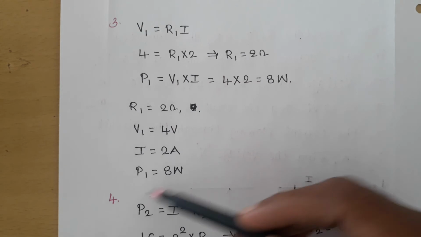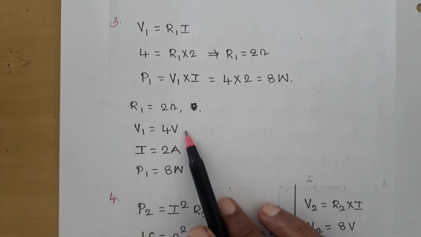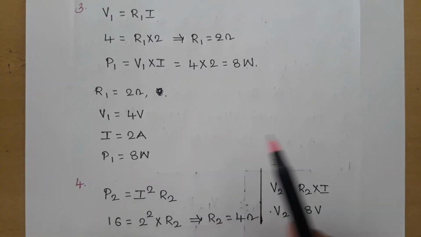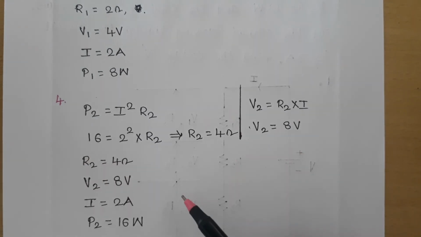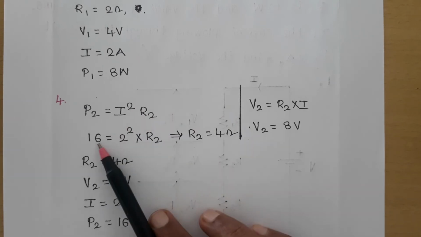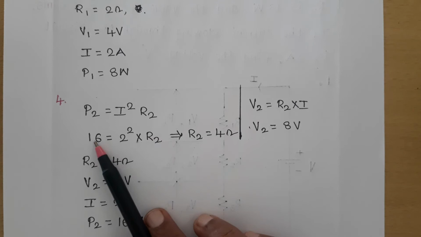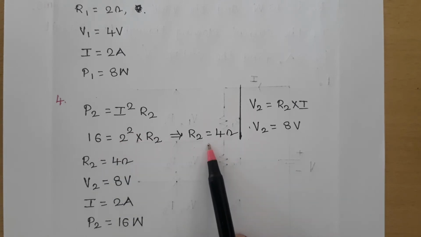If you write all the values of the first element: R1 equal to 2 ohms, V1 equal to 4 volts, I equal to 2 amperes and P1 equal to 8 watts. Similarly, now let us focus on the second element, P2 equal to I square R2. I am using this relation because P2 is given, I value is known, so R2 is unknown. So 16 equal to 2 square R2. So from that, R2 equal to 4 ohms.